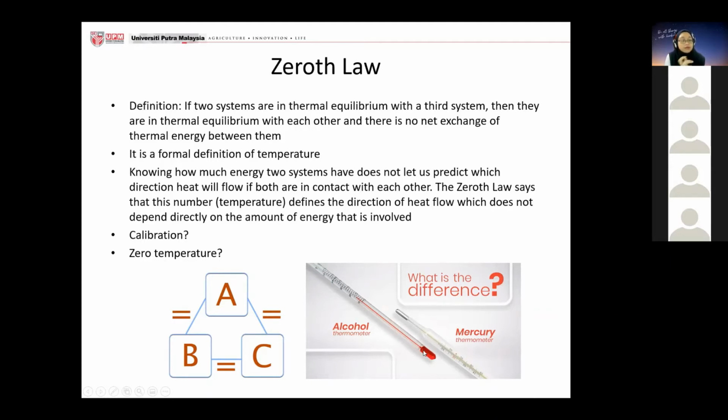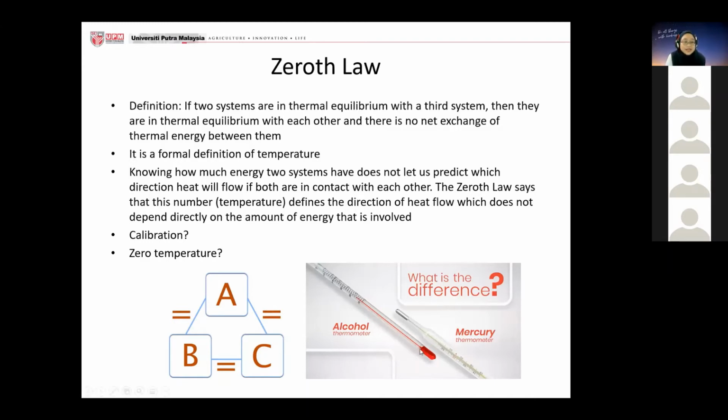Before it used to be mercury, but now people are using alcohol because mercury is very dangerous. There are a lot of cases where this breaks, and then the mercury is dispersed, and that is very, very dangerous. So guys, if you have thermometers at home, please make sure that it's not mercury. If it is, then you have to change to alcohol ones, because that is much, much safer. Right, so going back.